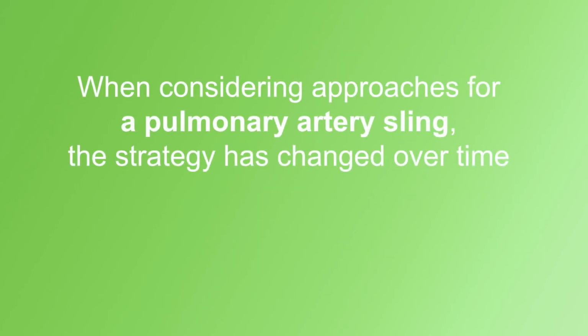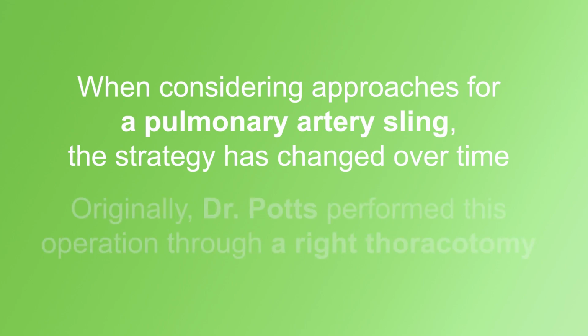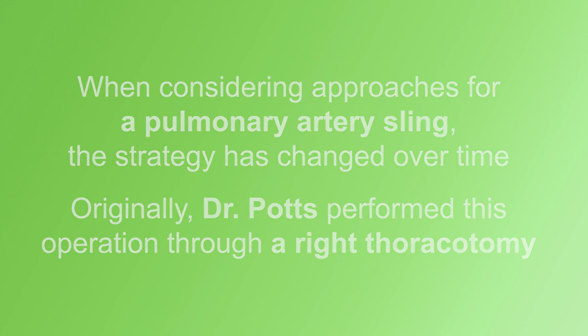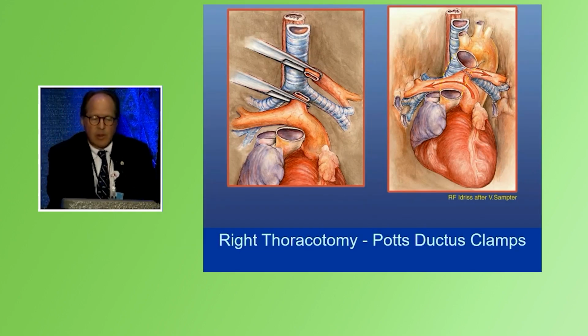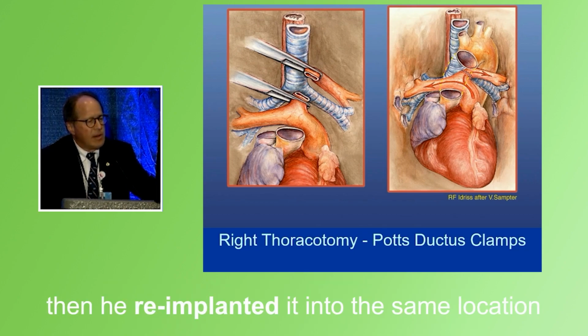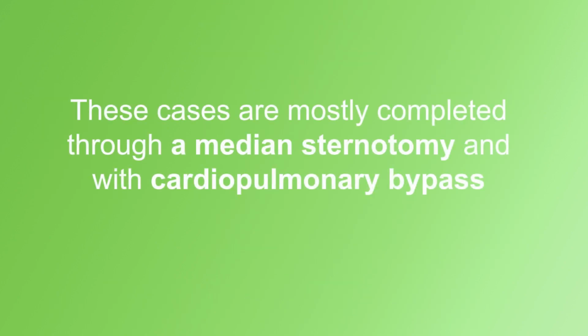When considering approaches for a pulmonary artery sling, the strategy has changed over time. Originally, Dr. Potts performed this operation through a right thoracotomy. I can't think of a more difficult approach than through a right thoracotomy, but Potts used his ductus clamps to divide the left pulmonary artery, and then he reimplanted it into the same location. Now, these cases are mostly completed through a median sternotomy and with cardiopulmonary bypass.